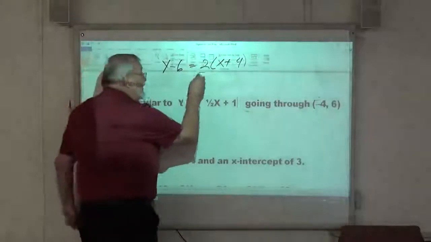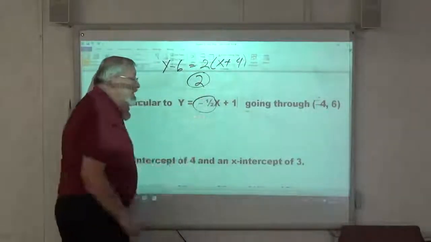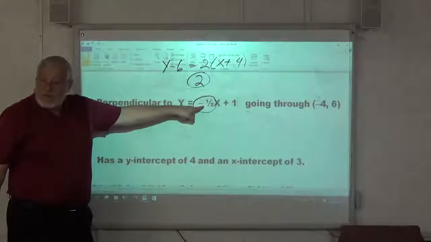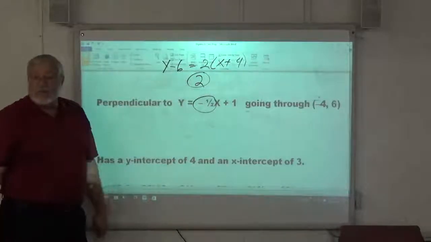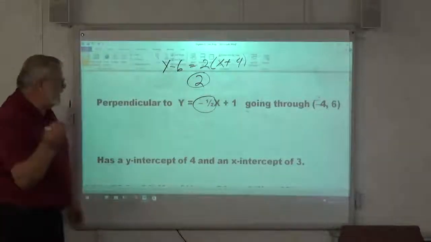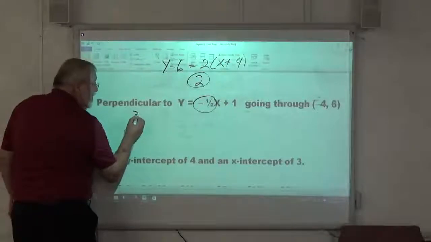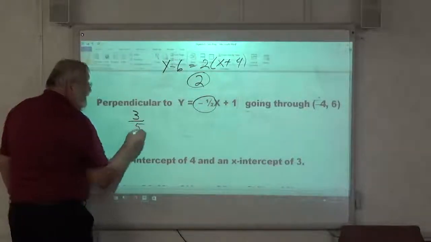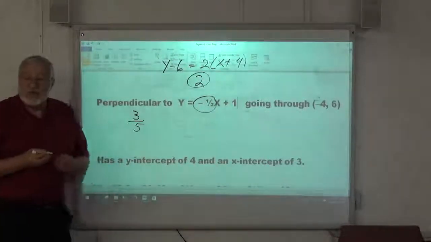But the thing that's being tested is how you change from this to this when the question is perpendicular. So let's look at it this way. If I have a slope of 3/5, what's the perpendicular slope?